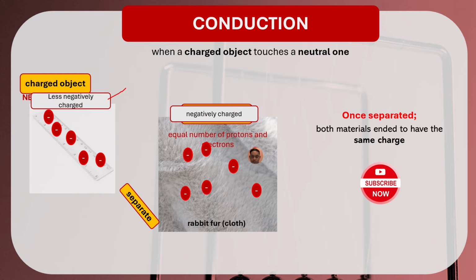If you look at it, one becomes less negative from a more negatively charged state, and the other, from neutral, becomes negative. They end with the same charge. Please take note: from neutral, zero charge, it becomes negatively charged. So there's charging there. And that's what happens when you charge an object via conduction.